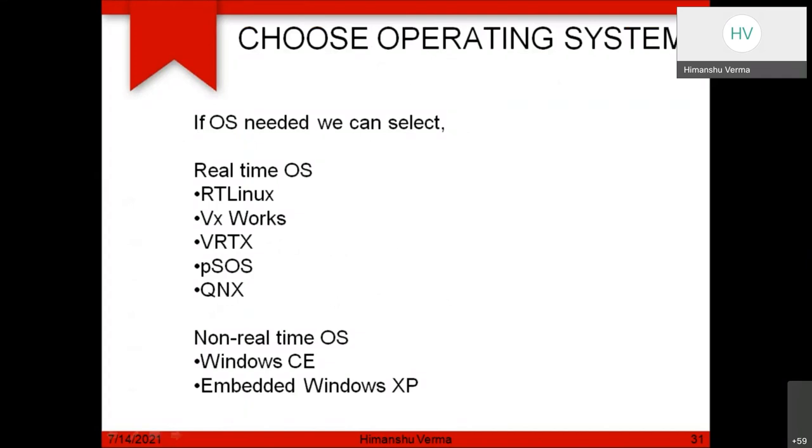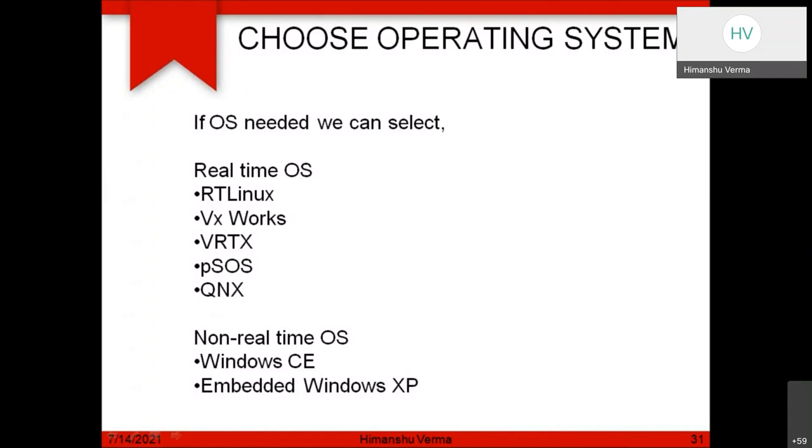Now, next, how to choose an operating system if required. Of course, we have a variety of OSs. If we require a real-time OS, we can choose a real-time one. If the application is not related to real-time, then we can use a non-real-time OS or maybe a small code. So we have some other options, because using a real-time operating system for a non-real-time application is not a good idea.